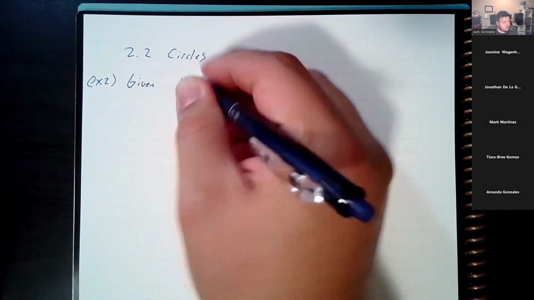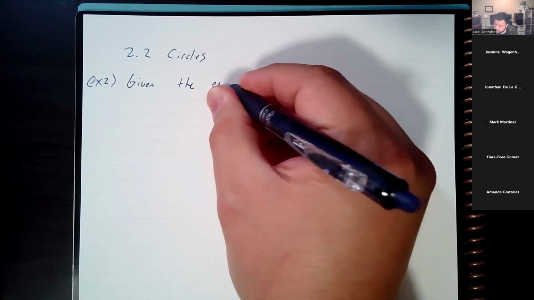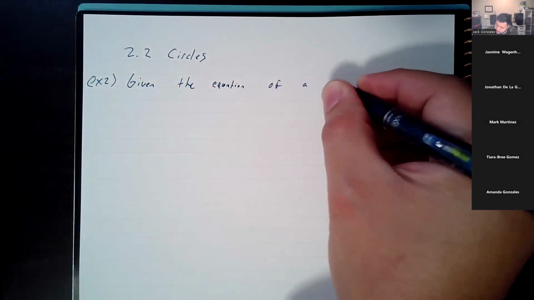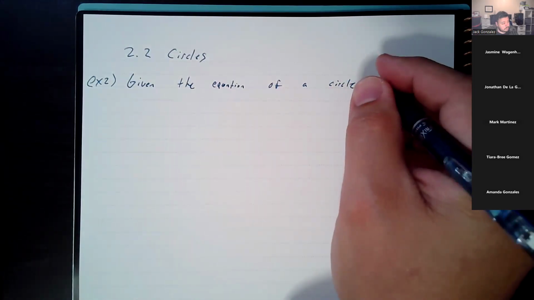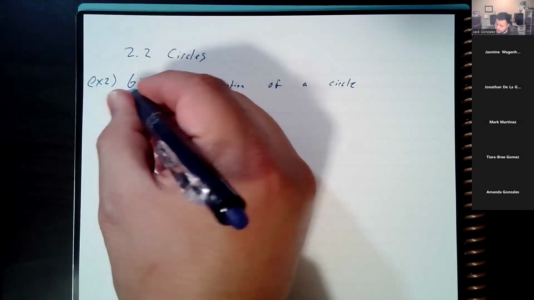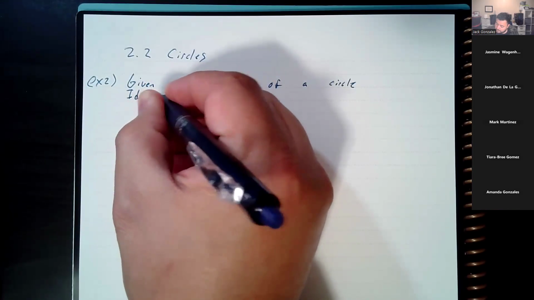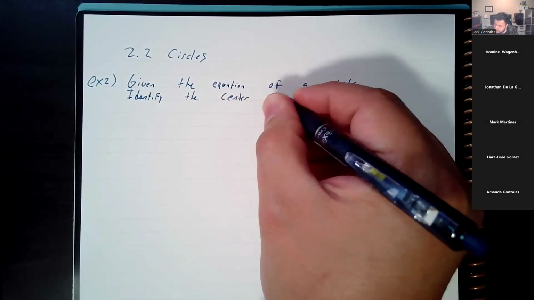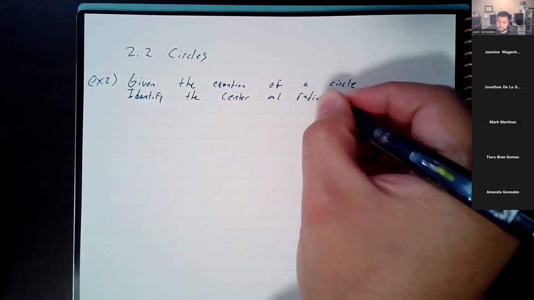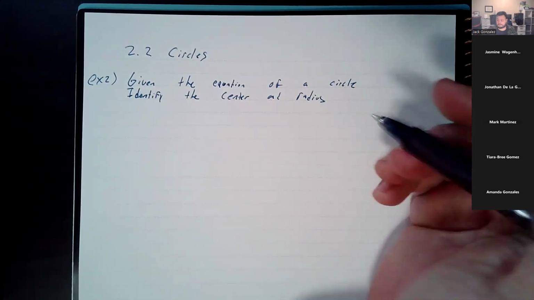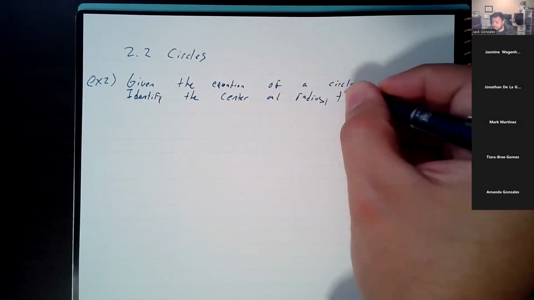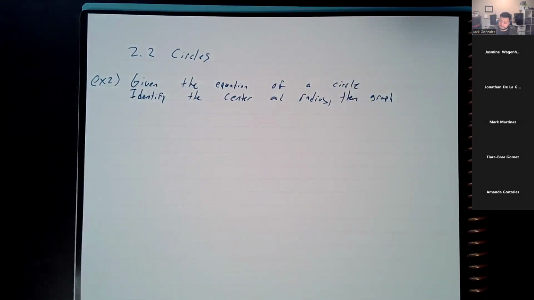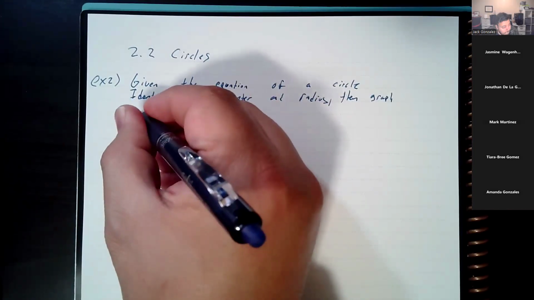Given the equation of a circle, identify the center and radius. So if they don't give it to you in that nice form, we got to do this. Okay, this is what they gave us.